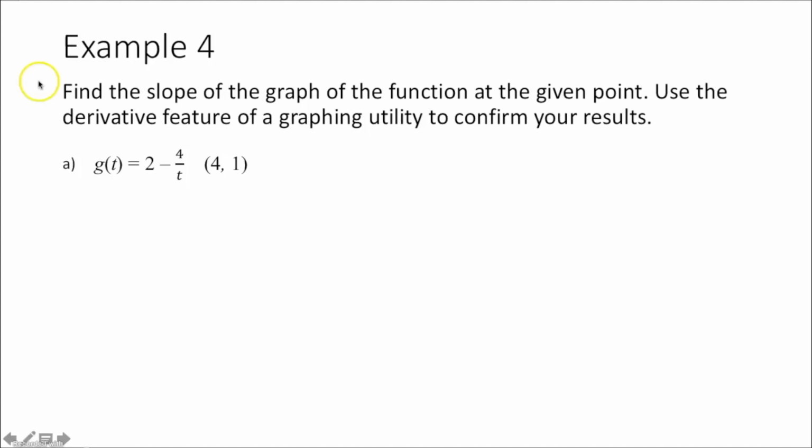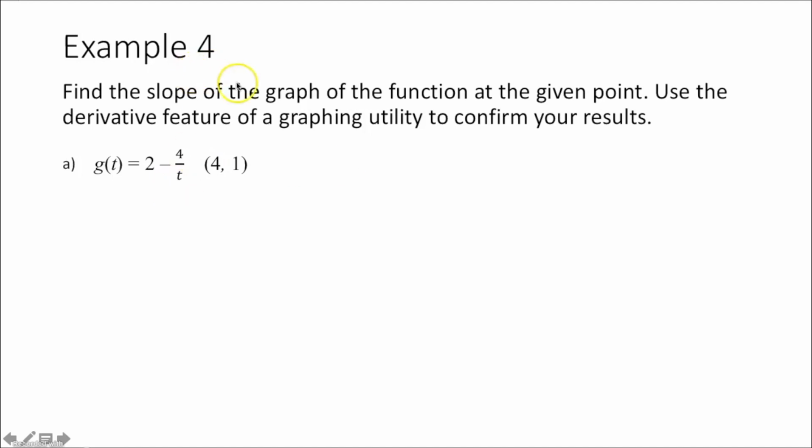Now, example 4 says find the slope of the graph of the function at the given point. Use the derivative feature of the graphing utility to confirm your results. So I'm given a function and a point, and I want the slope of the graph of this function at this point. Now, the slope of the graph of a function at a given point, that is the instantaneous rate of change. That is the derivative of the function at that particular point. That is the slope of the tangent line. All of those things mean the same thing.